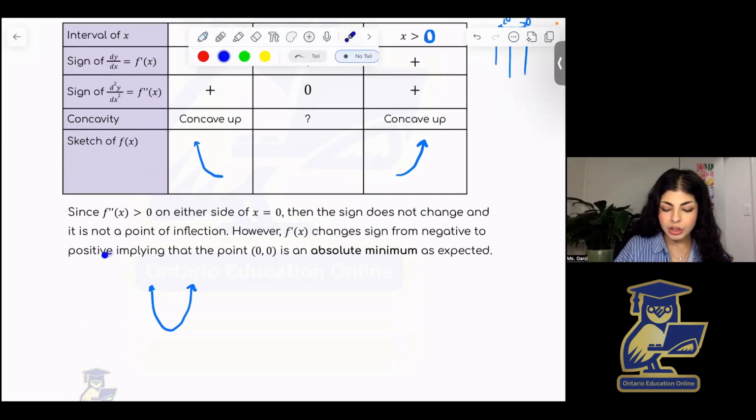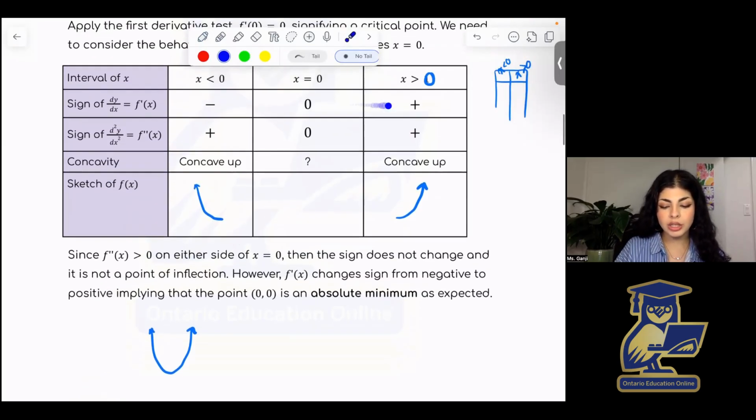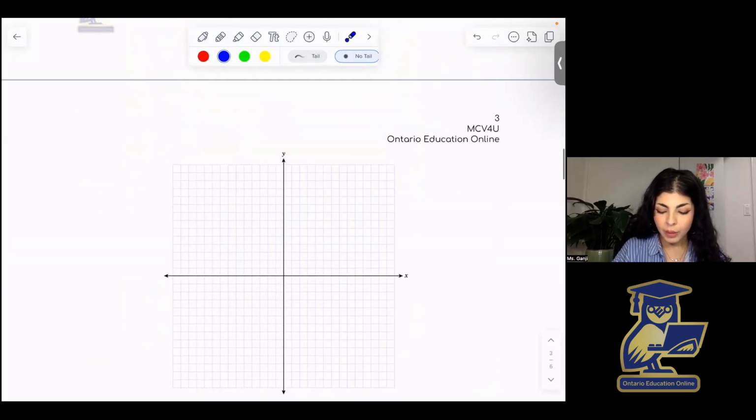Now, just putting that information in words: since the second derivative is greater than 0 on either side of x is 0, the concavity is not changing. It is not a point of inflection, but there is a change in sign, which tells us that it is an absolute minimum, which is what we were expecting. Now we can graph this.